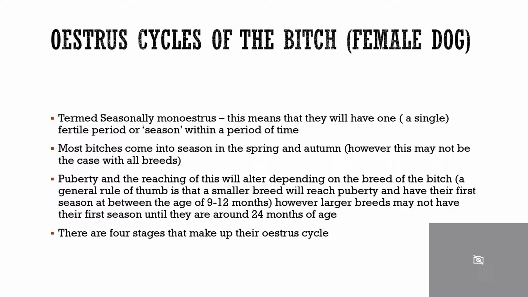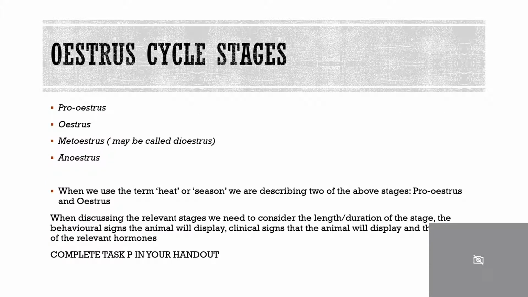There are 4 stages that make up their estrous cycle. The estrous cycle stages are proestrus, estrus, metestrus, which may also be called diestrus, and anestrus. And when we use the term heteroseason, we are describing 2 of the above stages, proestrus and estrus. When discussing the relevant stages, we need to consider the length and duration of the stage, the behavioural signs that the animal will display, the clinical signs that will be displayed, and the actions of the relevant hormones.